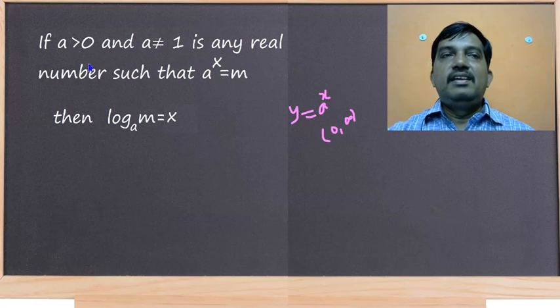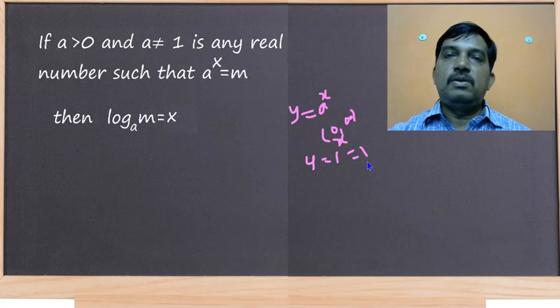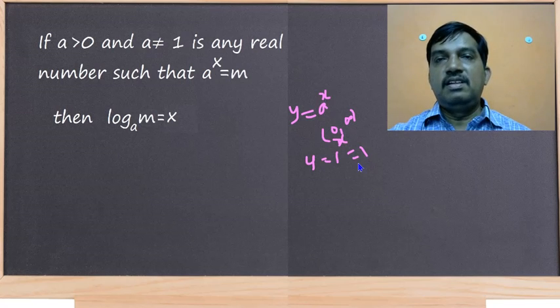And here, a is greater than 0 and a is not equal to 1. I will take a not equal to 1 because if you take y is equal to 1 power x, this function will not be 1-1, because it will become a constant function. If it is a constant function, then it is not 1-1, and it is not possible to find the inverse of the function. That's why to define the inverse of the function, I will not take a equal to 1.